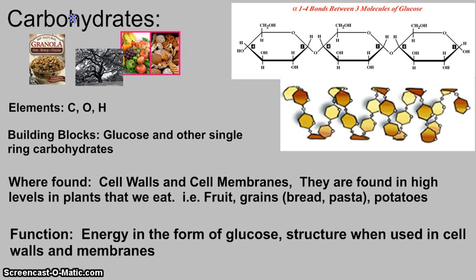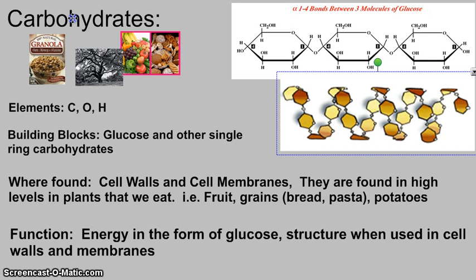Carbohydrates are made up of the elements carbon, oxygen, and hydrogen only. Their building blocks are glucose and other single-ring carbohydrates. This is kind of how you can most easily tell what they look like. They're a series of rings, or you can see the rings here as well. They're found in cell walls and cell membranes.